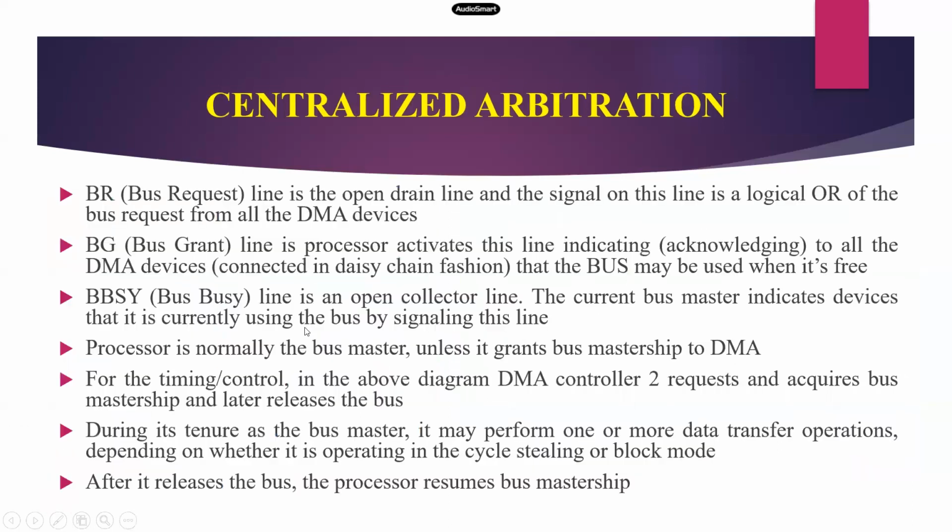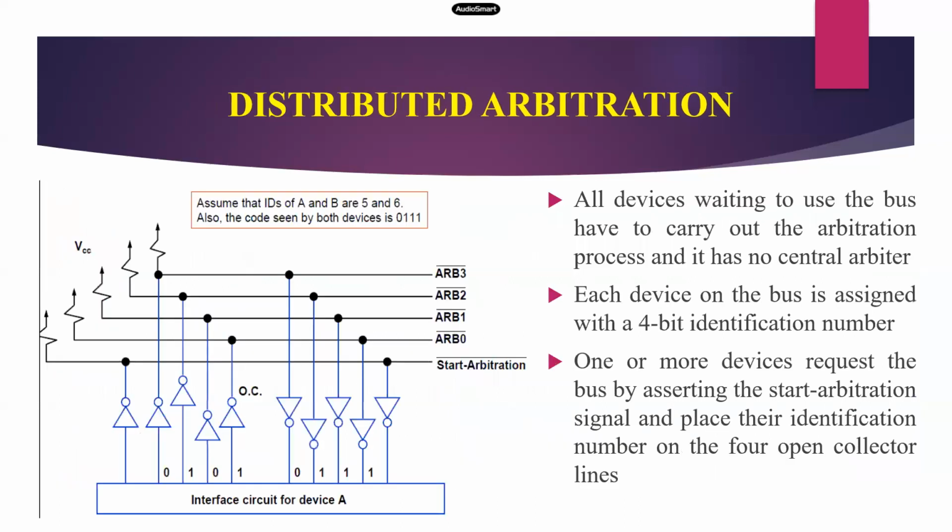So we move on to the other concept. In centralized operation, BR is nothing but what? A bus request. BG is nothing but what? Bus grant. BBSY is nothing but what? A bus busy signal. And the second one is called what? Distributed arbitration. In distributed arbitration, the devices can be selected based on software, with no priority concept. Here all the devices are selected purely by a software process.